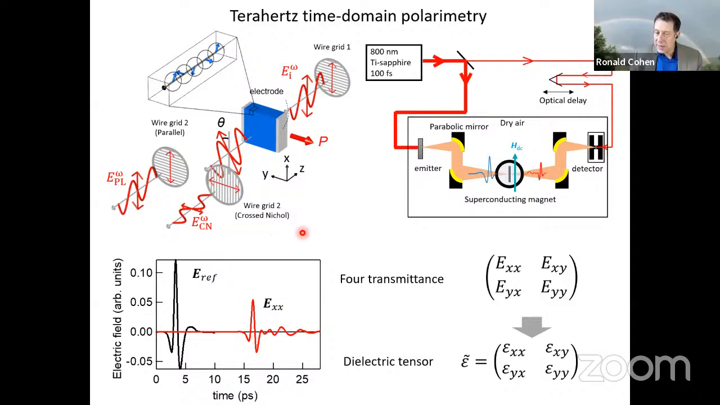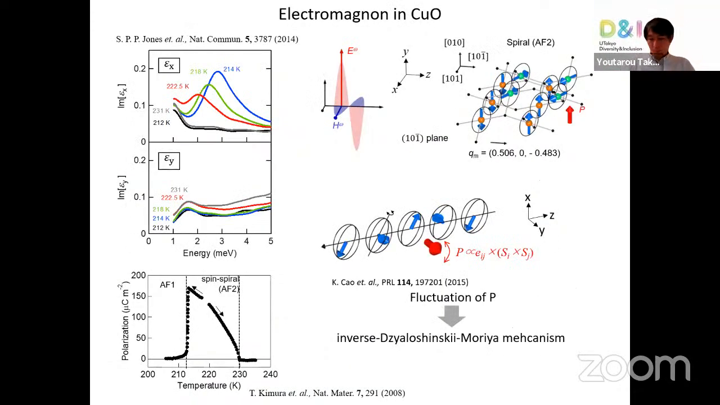Okay. And Sopit Singh says, thanks for such an interesting talk. Can you please comment on the lifetime of the electromagnons? Yes. Okay. So in many multiferroics, the electromagnon is observed. In multiferroics, the electromagnon has a broader linewidth. So I think based on this linewidth, the lifetime is typically 1 over 2 picosecond.